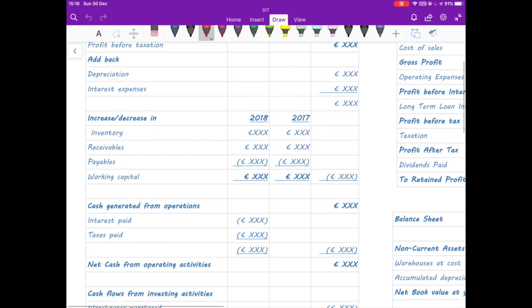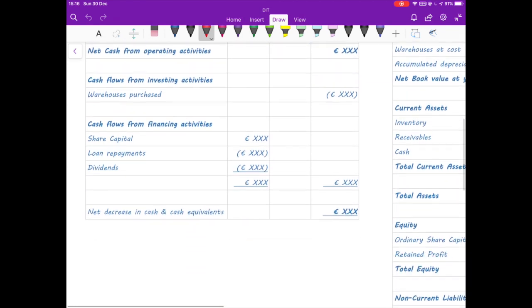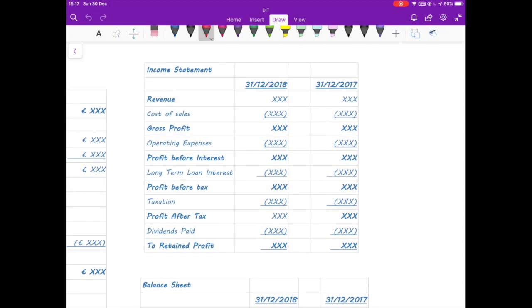So a very quick look at the cash flow statement, how it works and how you might do a simple calculation on it. So the cash flow statement has a standard layout, which I'll put up as well, and you use that as a template for preparing it.